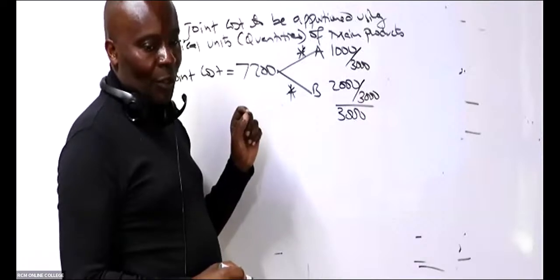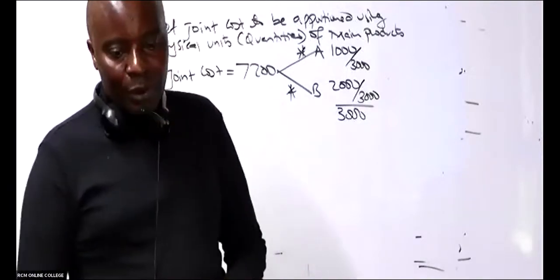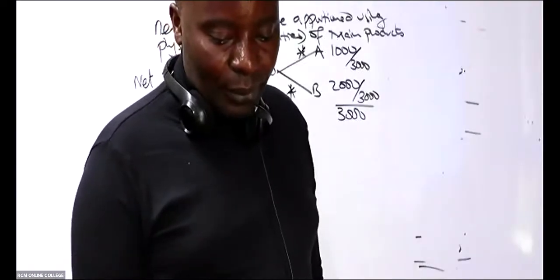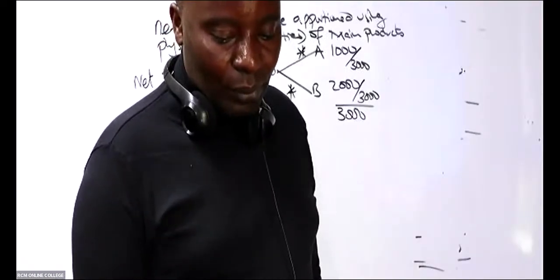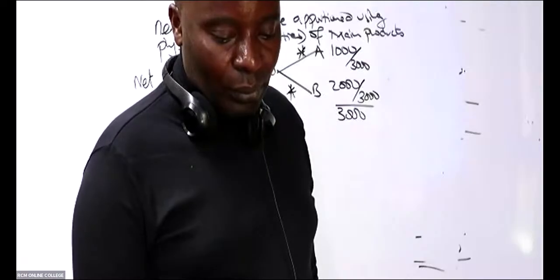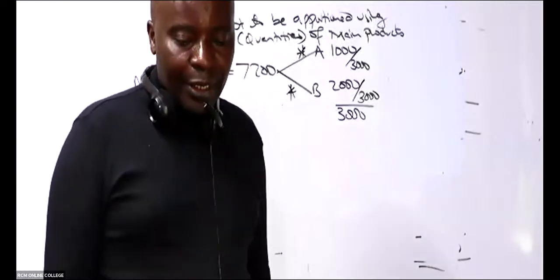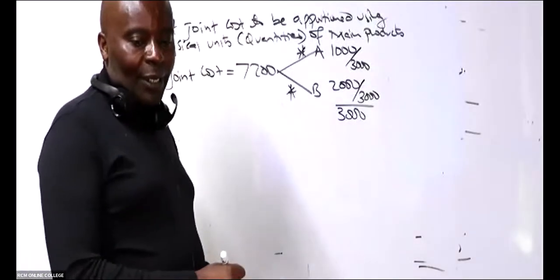Are they selling prices? No, don't use them, it will be biased. You can see here, product A, 1,000. The selling price is the one that is 5 Kenya shillings. All right, so no problem here.